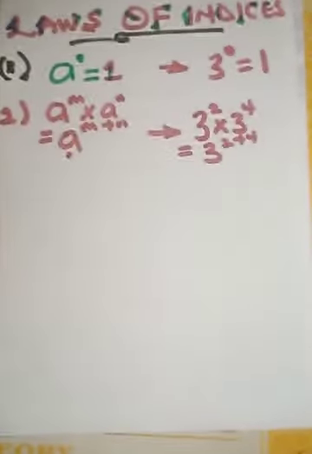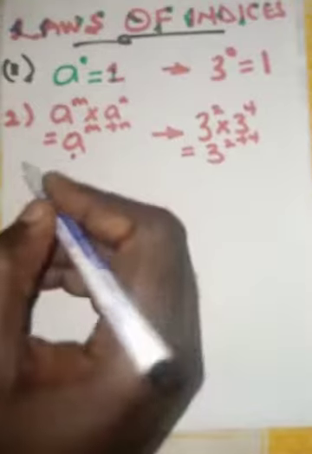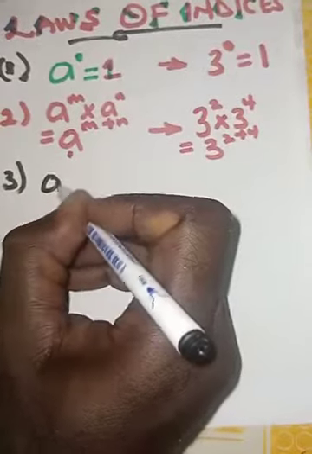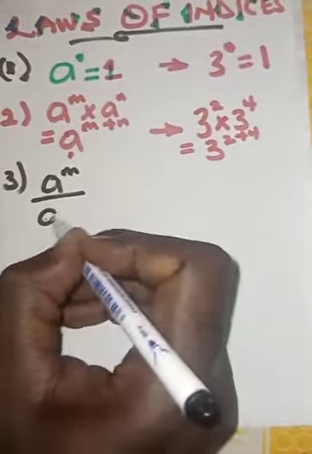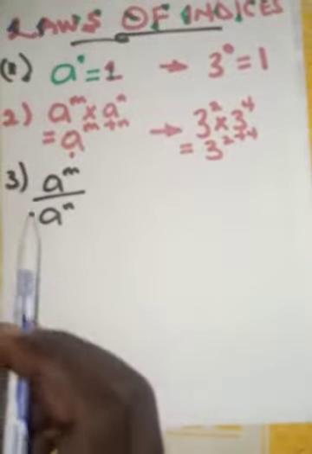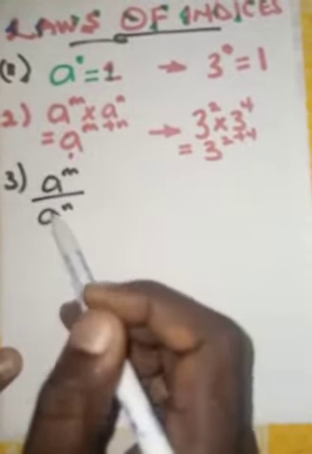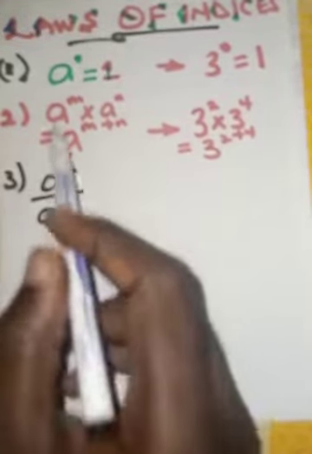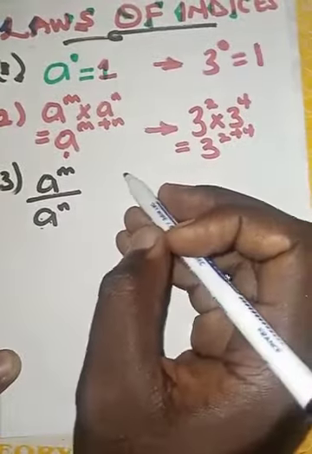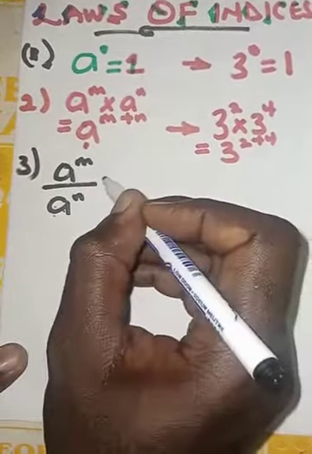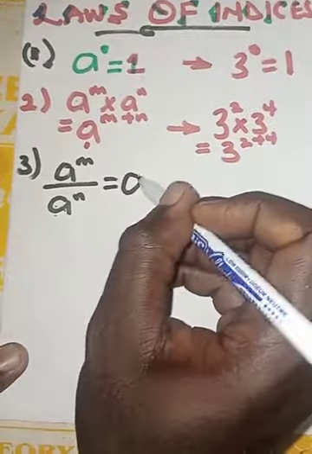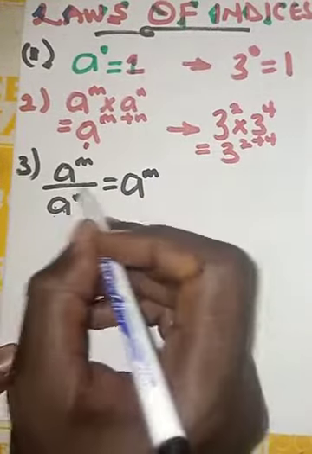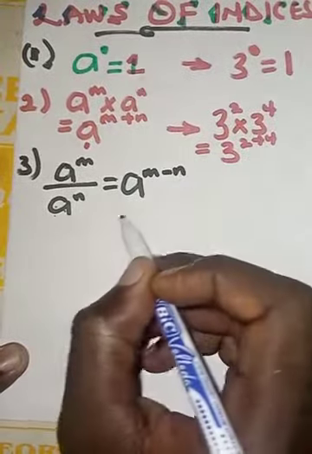Let's look at another law. The third law says when we have a raised to power m divided by a raised to power n. The only difference between the second law and the third law is the division sign. You can see they both have the same base. So in that case, we do almost the same thing we did here. We retain one base, so that is a raised to power m. Now the division sign will change to minus according to the law of indices.